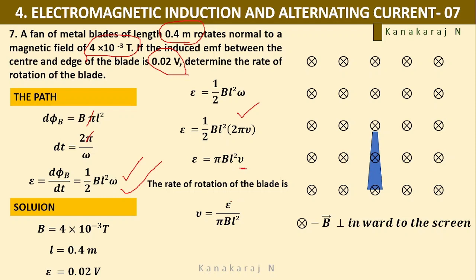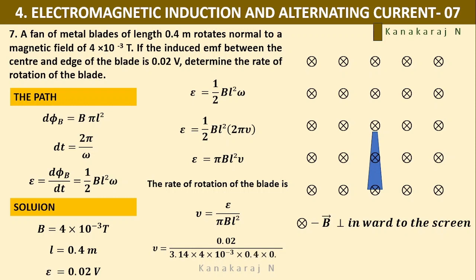Let us substitute ε as 0.02 volt, π as 3.14, B as 4 × 10^-3, and the length as 0.4. When we simplify this, it is a very simple calculation, we get the frequency of rotation of the blade ν equals 9.95 revolutions per second.